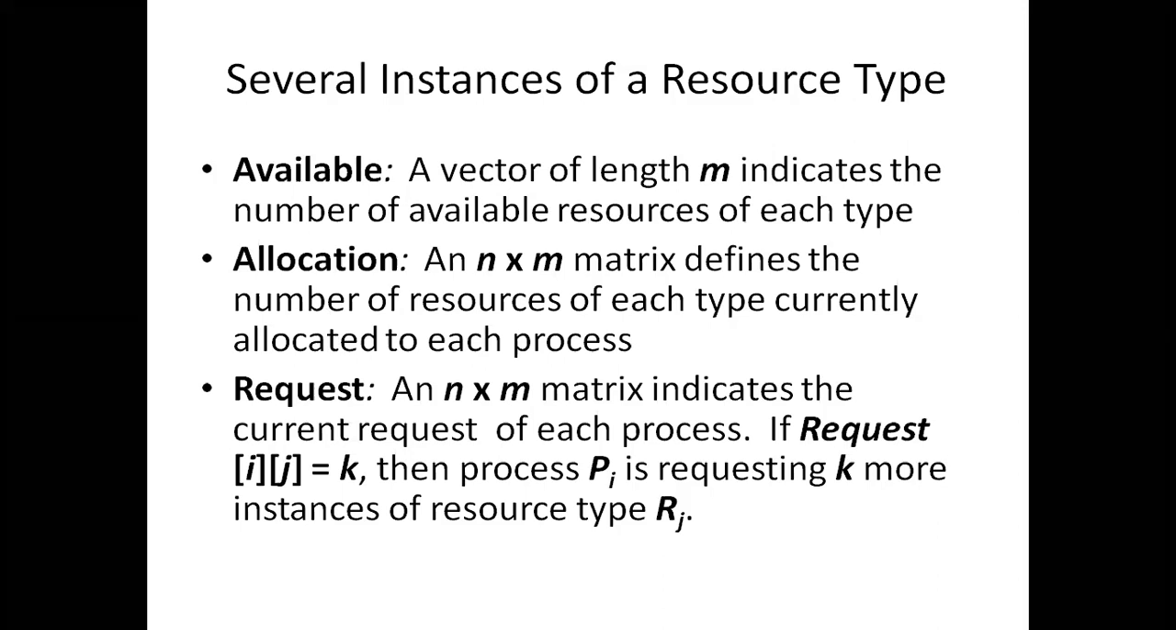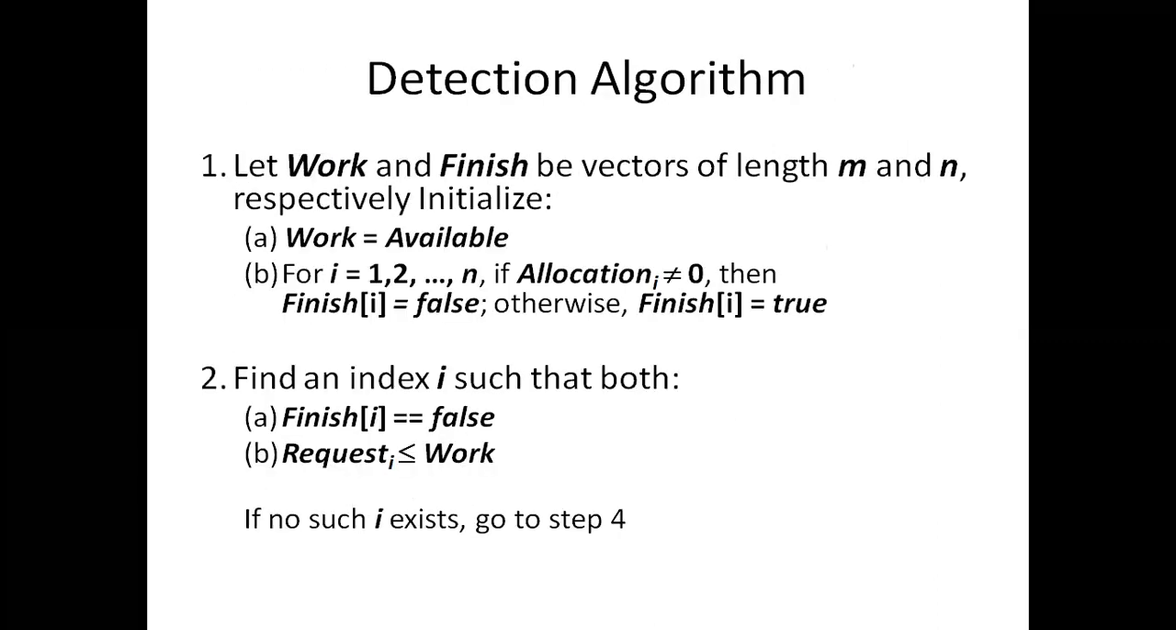Available means the total number of available resources in a machine. For example, 10 resources are available, the maximum required by the process is 8, and you allocated 6. Then what is the need? Need means request minus allocation. Request means max: max 8 requested, allocated 6, so 8 minus 6. What is available? Total available are 10, and 10 minus 6 is 4, like that. This is called the detection algorithm.